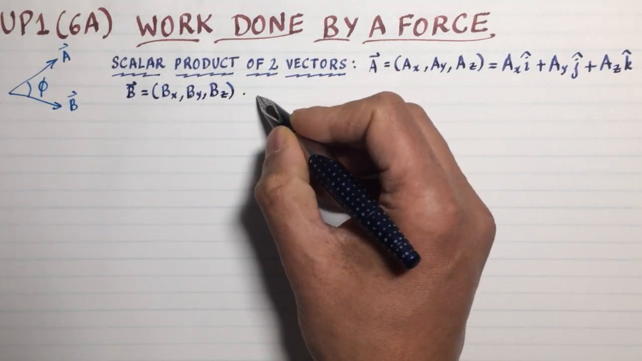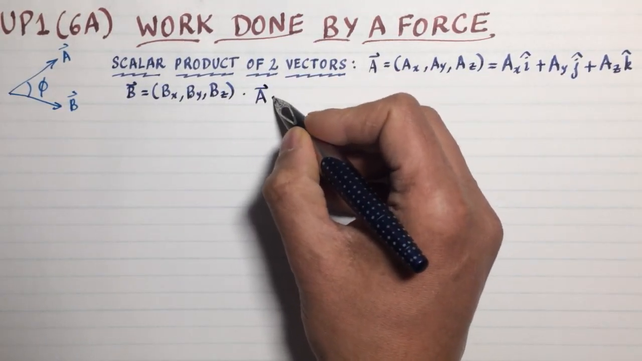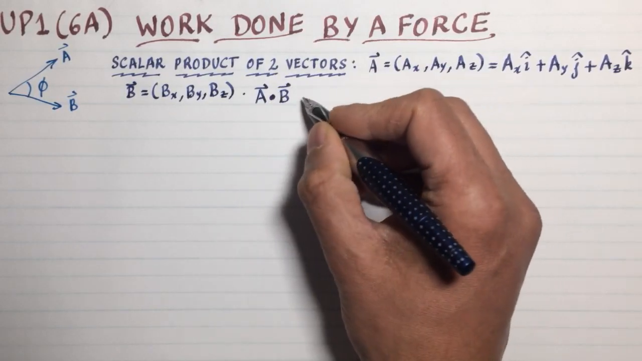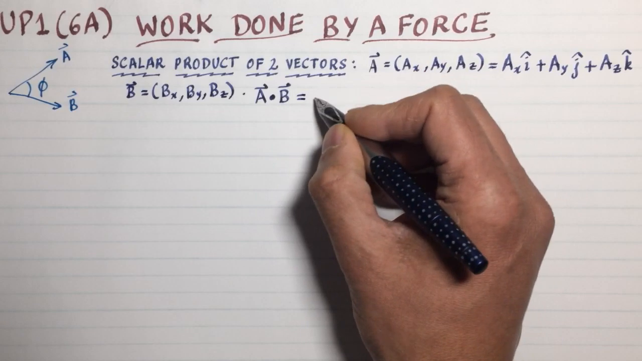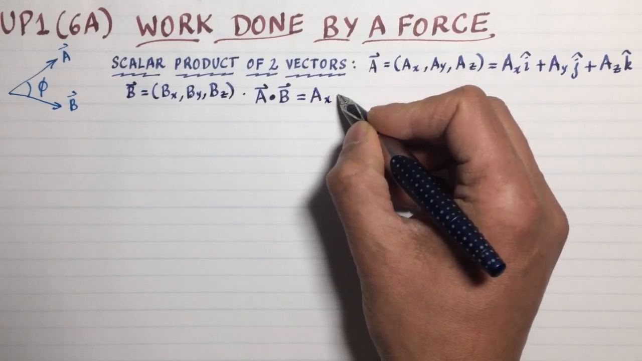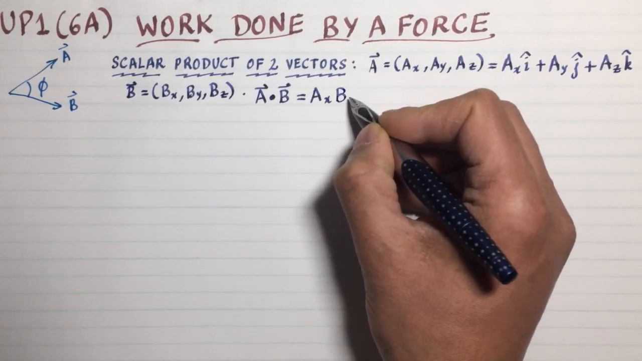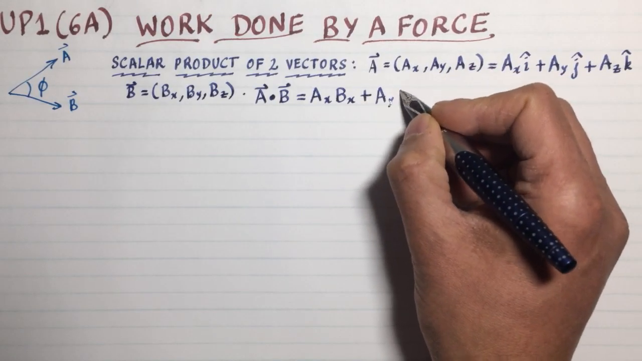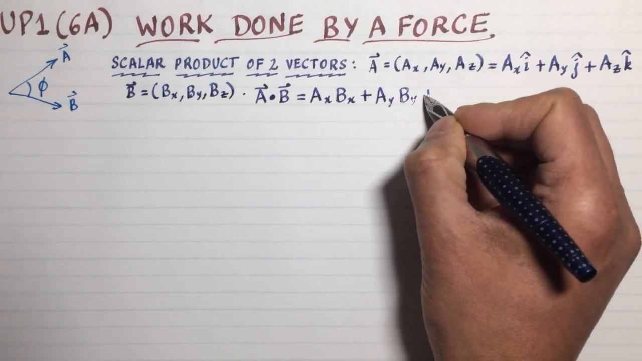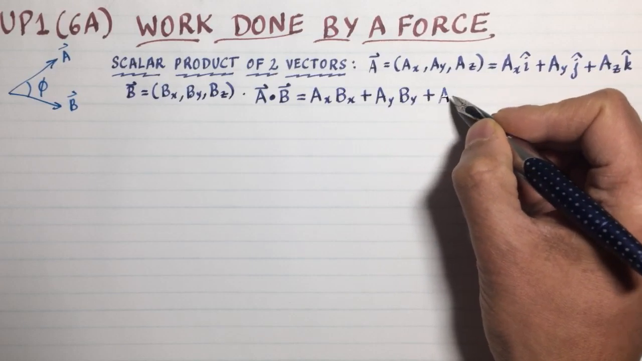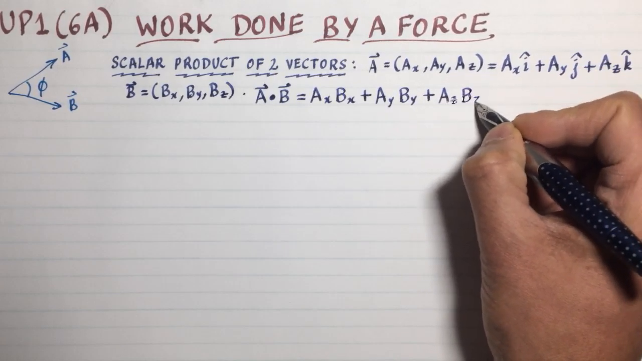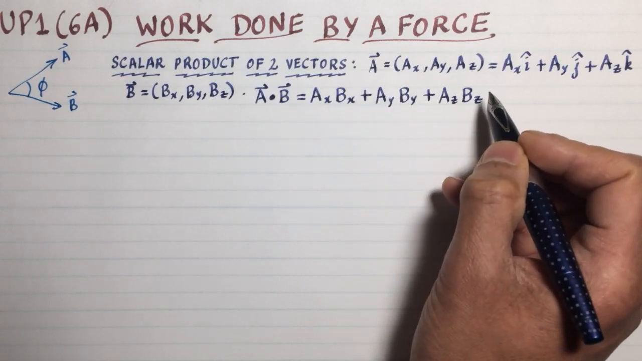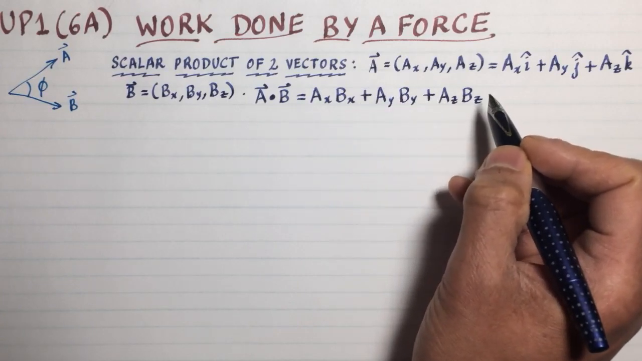The dot product, or the scalar product, is sometimes called the dot product because of this dot between the two vectors. That's how it's written. It is simply given by multiplying the x components of the two vectors together and adding them to the y components and the z components. It is very important not to put an i hat, j hat, or a k hat here. That's one of the most common mistakes students make.